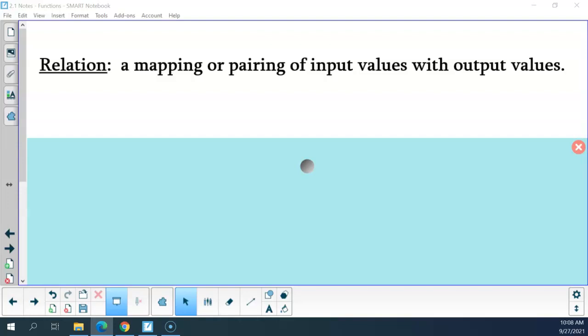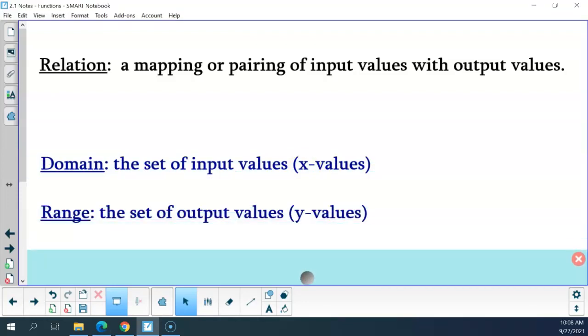Within a relation, there come two fantastic parts. There's the domain of a relation, and there's the range of a relation, which is simply just a list. Okay? In math, we call lists sets. So it is a list of all of the input values. That is the domain. The range is the set of all output values.